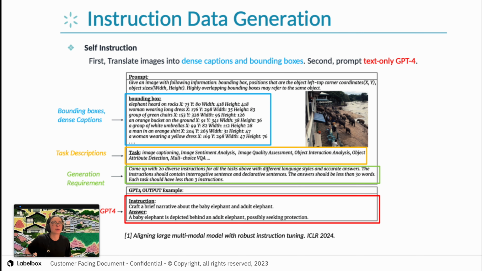And in terms of instruction data, this is what instruction data looks like. Like we mentioned, you would ideally have some bounding boxes, and they have an associated description. And then you have the task specification, all that good stuff.